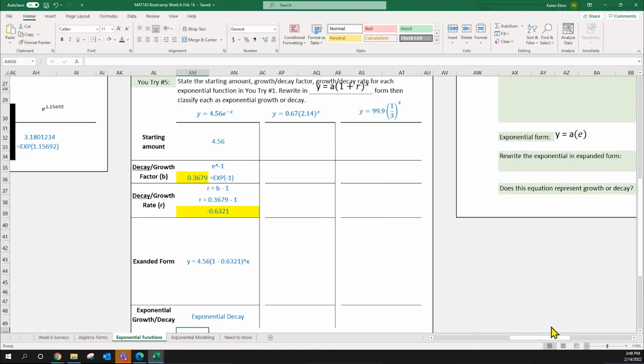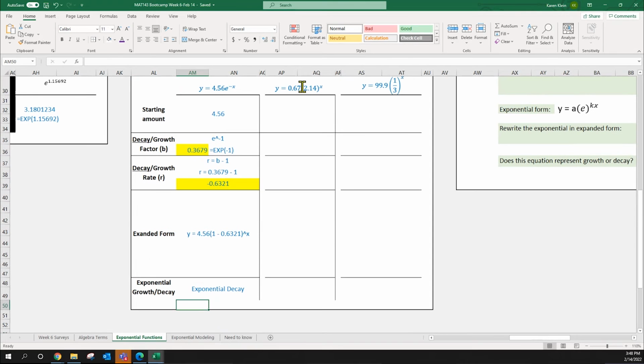All right, I would like for you to try to do one of these in its entirety. So I'm going to put myself on mute while you work through the second column here, y equals 0.67 times 2.14 to the x. I'm going to give you about 2 minutes of alone time trying to work through that, and then I'll start working it.